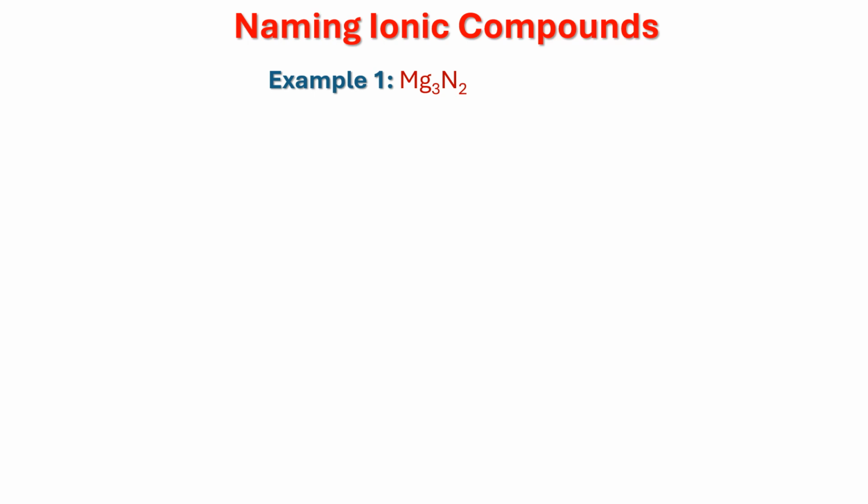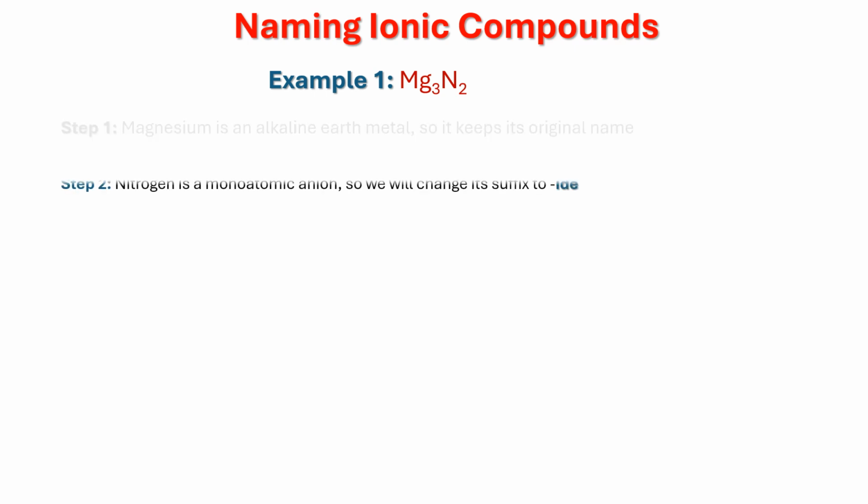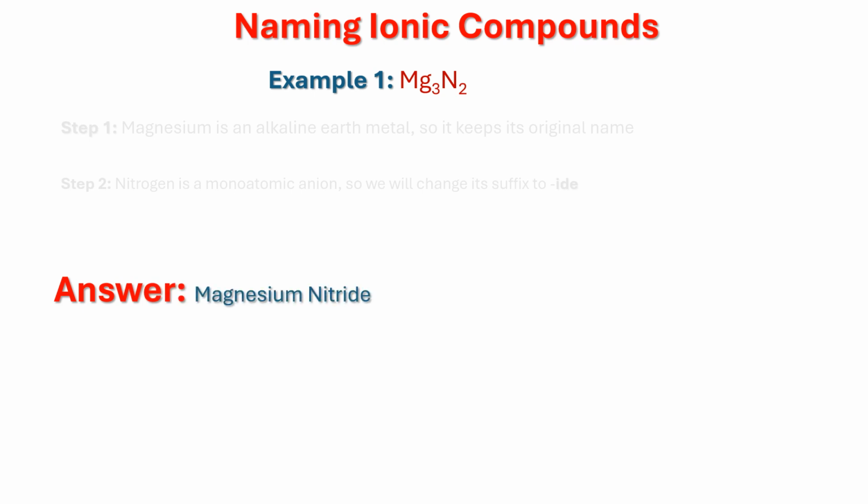Our first example, we are given the formula Mg3N2. How would we name that? Step 1, magnesium is an alkaline earth metal, so it keeps its original name. We do not change the name. Nitrogen is a monatomic anion, so we will change its suffix to -ide. So instead of nitrogen, we're going to call it nitride. So the name for this compound is magnesium nitride.